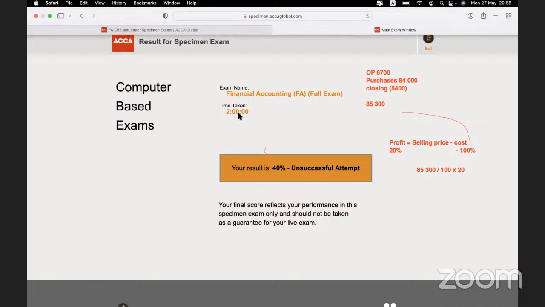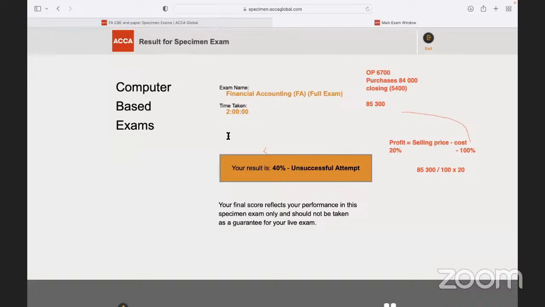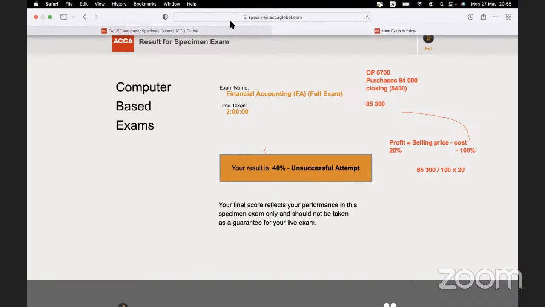Yeah, that student who had that doubt. No, that 6,700 is opening stock. Okay. 85,300 is cost of sale. No, 6,700 is not sales. 6,700 is opening stock. Okay. That's not sales. It's opening stock.